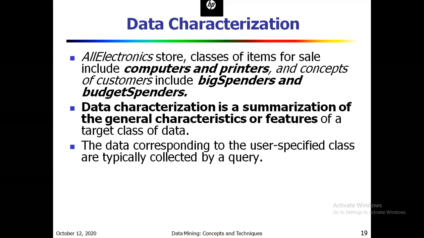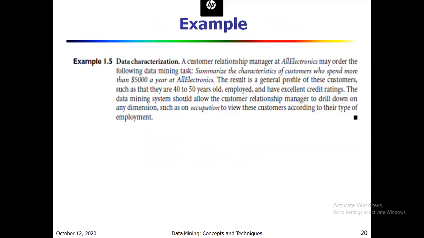So data corresponding to the user specified class. This is the user specified class, big spenders and budget spenders. This can be addressed by the query generated regarding this. So we look at this example.